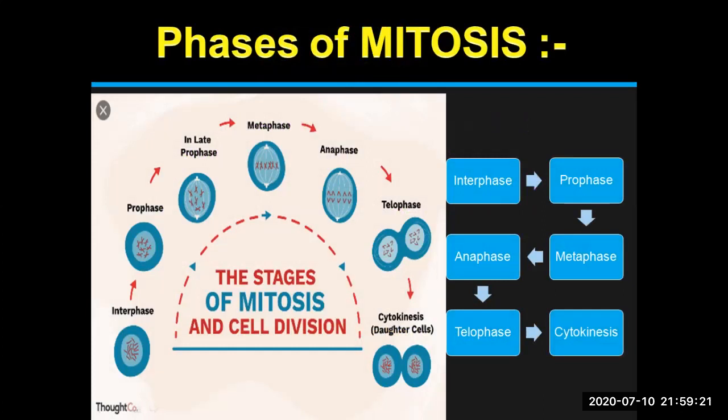There are four stages of mitosis: prophase, metaphase, anaphase and telophase. Now before prophase, the cell prepares itself for cell division in a phase known as interphase, and after karyokinesis, cytokinesis occurs.